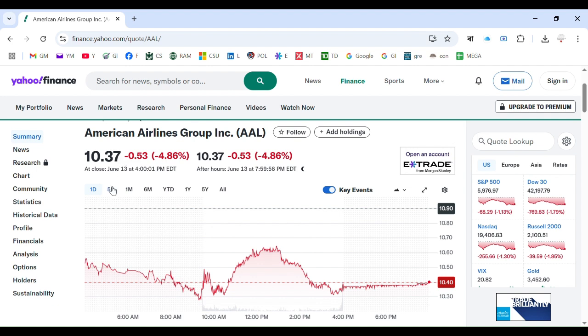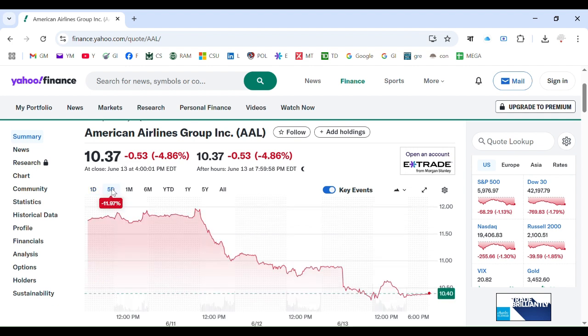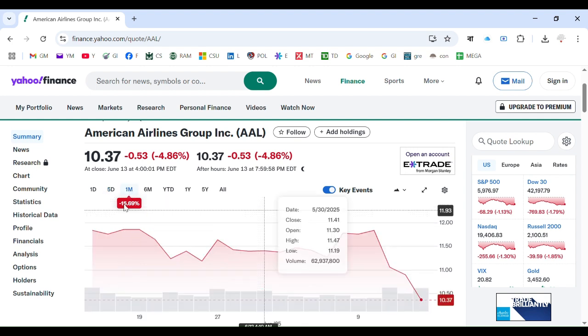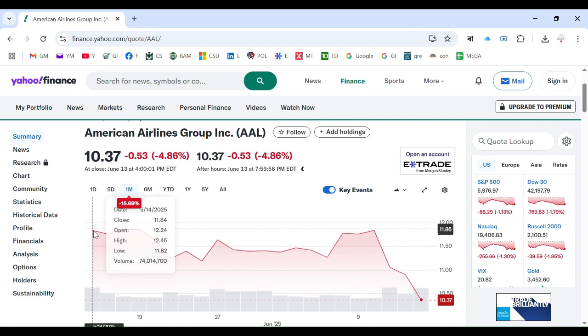So what about 5 days? In a 5-day period, it is down by a lot. It was at $11.75 five days ago on June 10, and today on June 13 it has become only $10.37. So it is down significantly, almost $1.50. So what about 1 month? 1 month shows a downtrend too. In the 1-month period, it went from $11.84 to today's $10.37. It is a big time decrease in price.